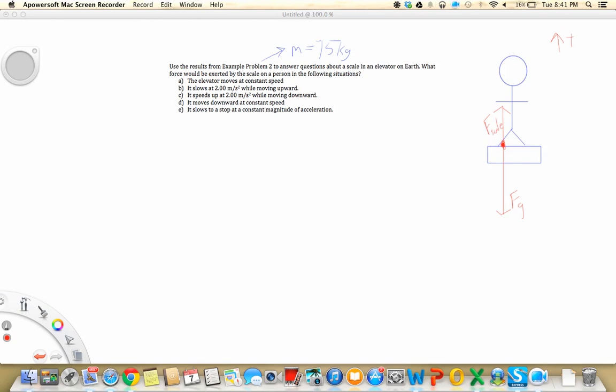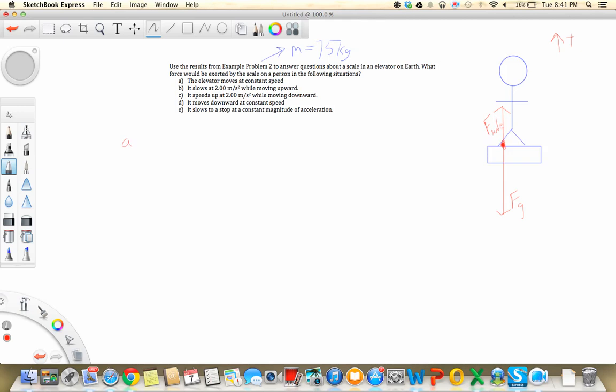Alright, so for honors physics, this is problem number 20 from your homework. I'm not going to do the whole thing, but I'll get you started. So for part A, our elevator is going to be moving at constant speed. Turns out it doesn't matter which direction we're going in. Either way, we're going to get the same result.